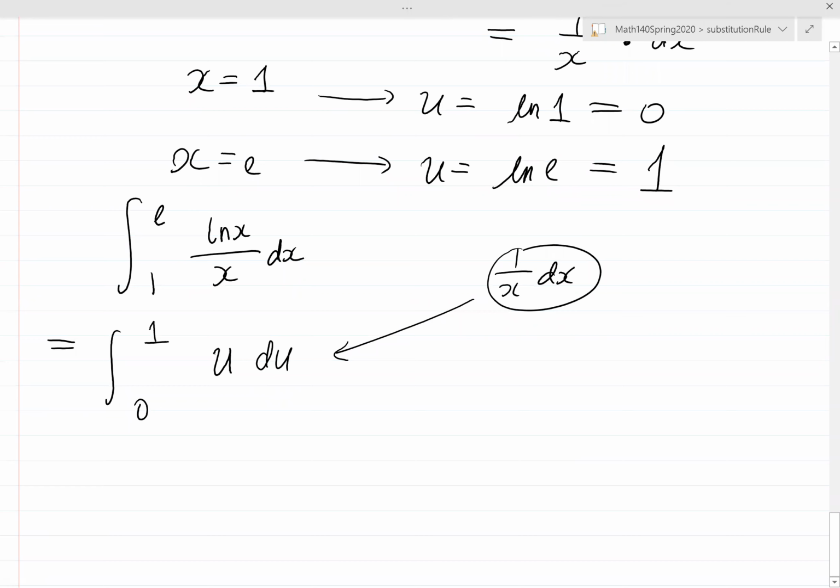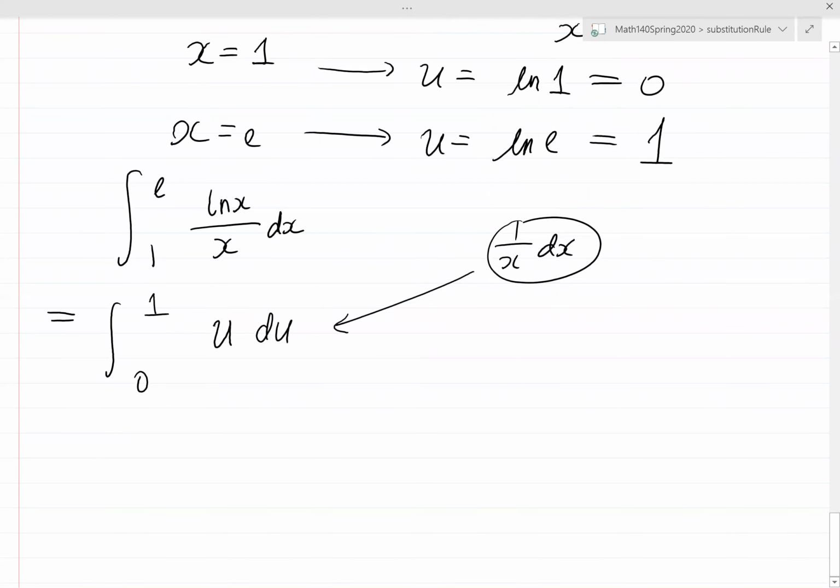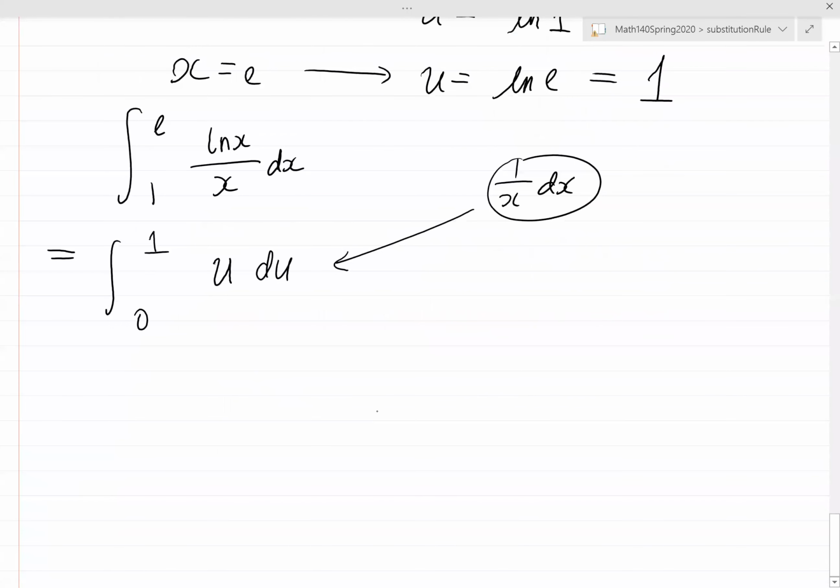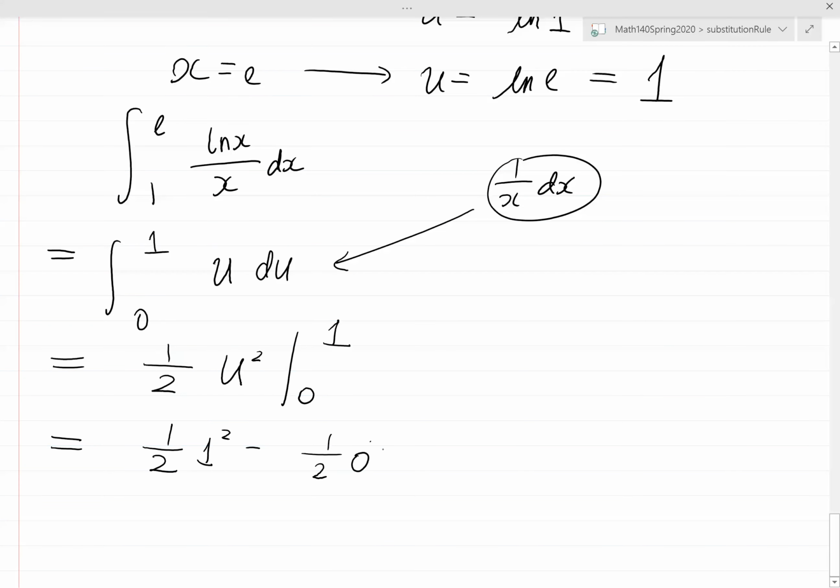Now we apply the substitution rule, and u du is in the antiderivative table. So this will be 1/2 u squared from 0 to 1. Plugging in 1 and plugging in 0, this is 1/2 minus 0. So this is 1/2.